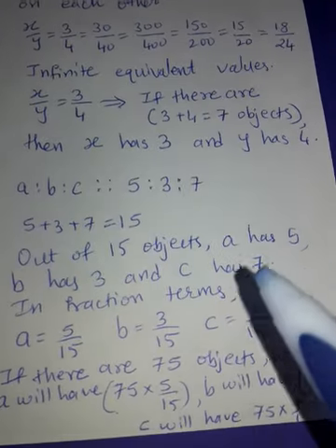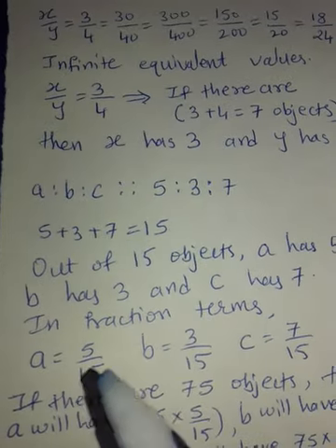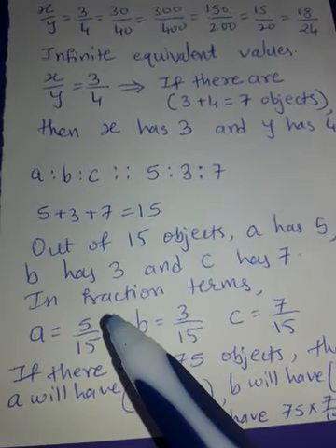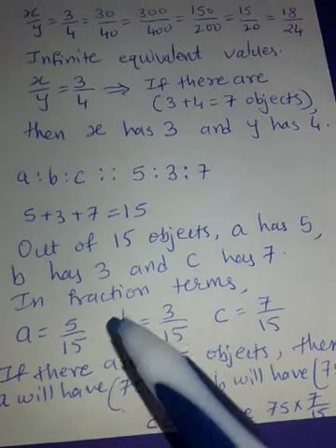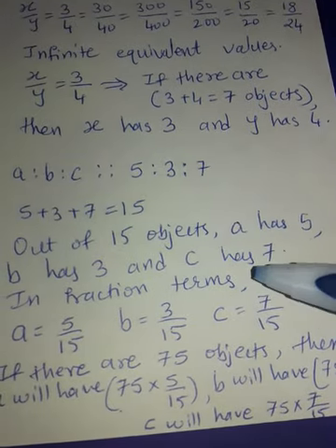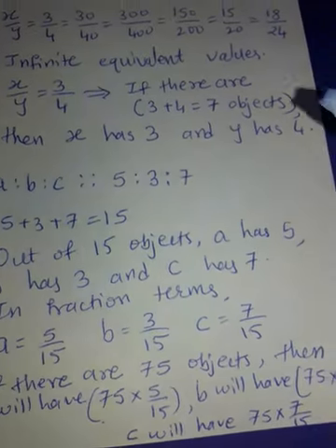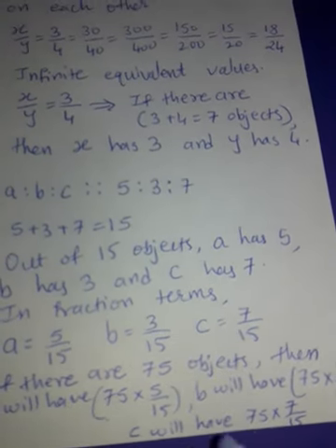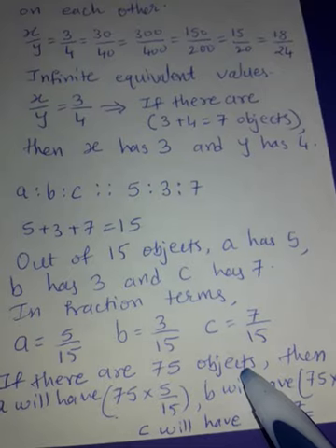So if I want to put it in fraction form, I can write like this. Total there are 15 and A has 5. So A is 5 upon 15, B is 3 upon 15 and C is 7 upon 15. So if there are 15 objects, this is true. But what if there are 75 objects?